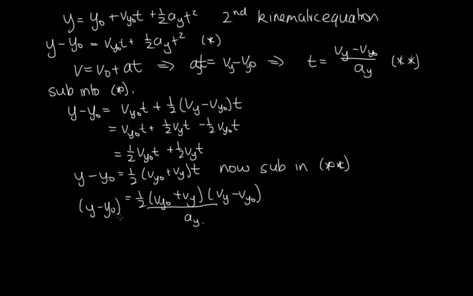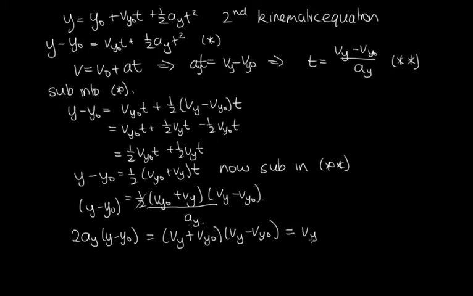Now I'm going to multiply both sides by ay and also by 2. So we've got 2ay, y minus y naught, and so that's gone, that's gone. And what we've got here is vy plus vy naught, just exchanging the order of that, times vy minus vy naught. Now we can write this as the difference of two squares: vy squared minus vy naught squared. If you don't believe me, then expand these brackets and prove it for yourself.